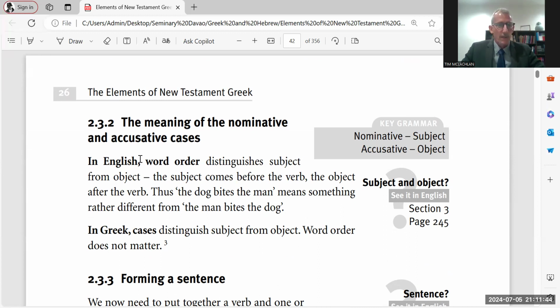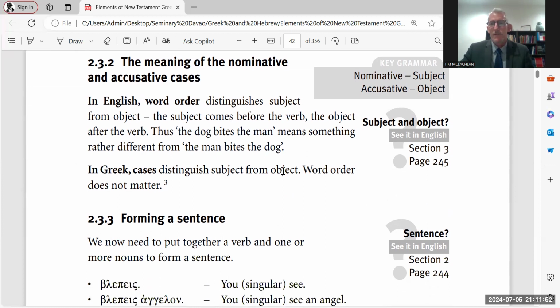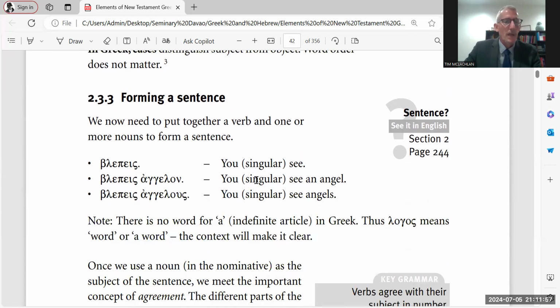2.3.3, okay. Now you do have to remember in English the word order is important, but not so in the Greek. But we'll skip over that for now because I really want to get you to be able to do your homework at this point. So when you form a sentence, and we've done the practice up above, so you know how the verbs work together, blepo, that's just, you see. And now you see, what are you seeing? So you have to put the object in the accusative case.